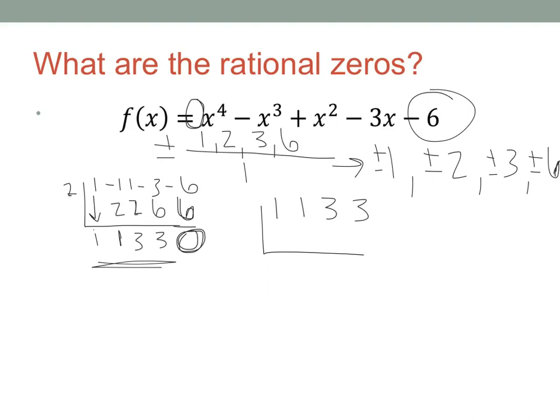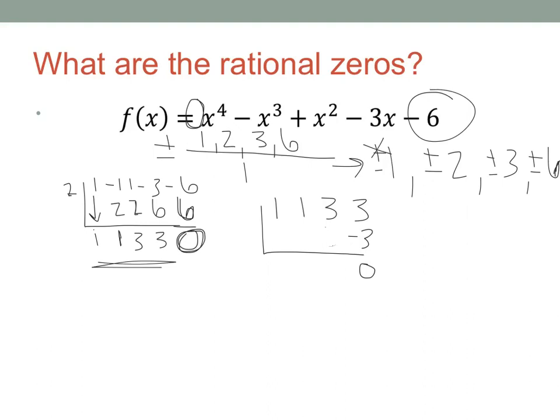For example, let's try 2 again. 2 times 1 is 2. 1 plus 2 is 3. 2 times 3 is 6. This is going to be 9, and that's not going to get me there. Remember that this needs to be -3 so that I get 0. So I'm going to erase this. Now 2 is eliminated. Remember that we already eliminated +1.